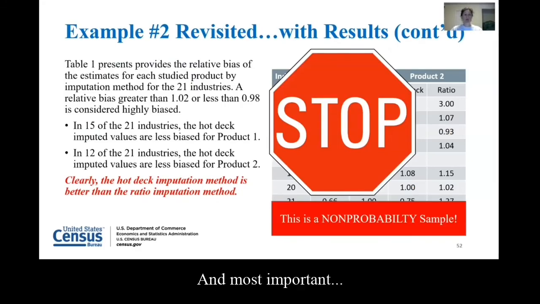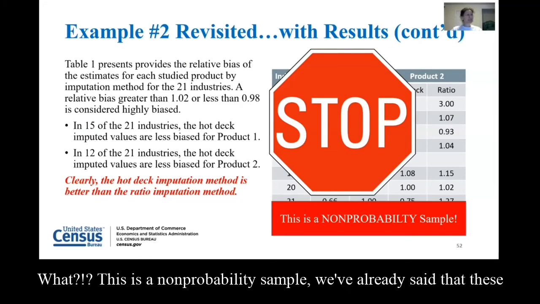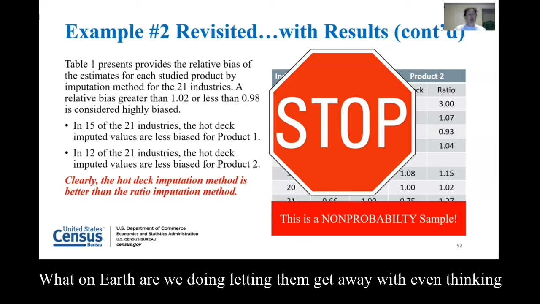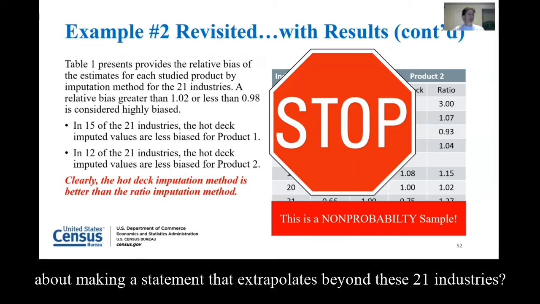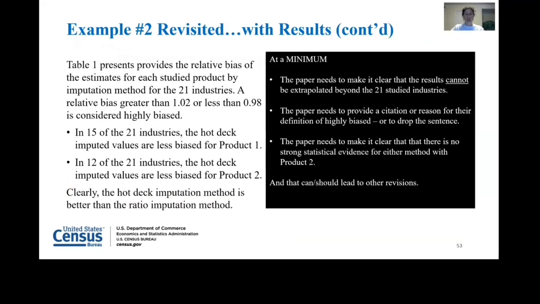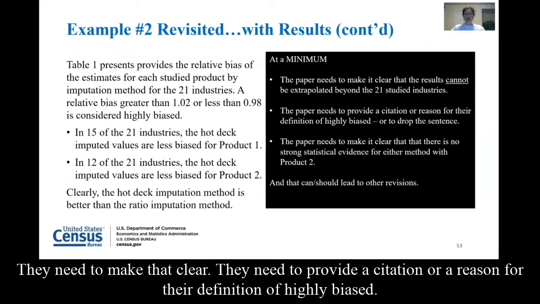And most important, this is a non-probability sample. We've already said that these results are not representative of the economic census of the study. What on earth are we doing letting them get away with even thinking about making a statement that extrapolates beyond these 21 industries? Stop. They can't do it. We need to stop that. They need to make that clear.